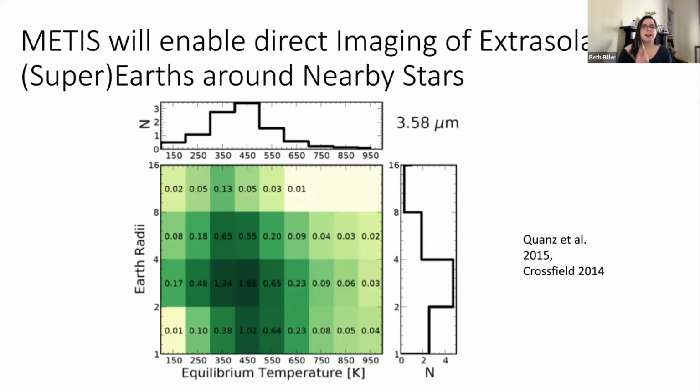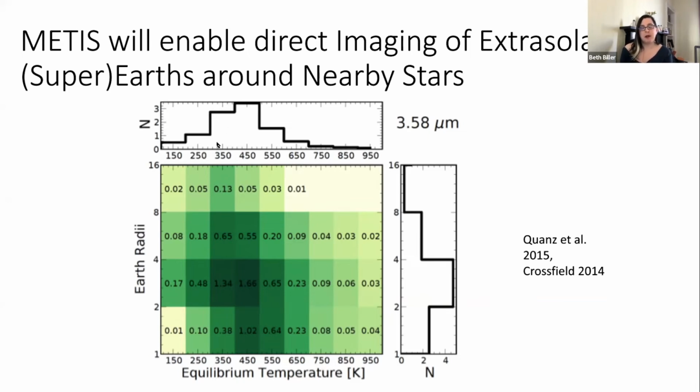In the mid-infrared in particular, we may be able to push down to super Earths around nearby stars. So this is a simulation taking statistics from the Kepler mission, so the distribution of nearby, close-in planets around the very nearest M stars, simulating that, and then looking at what METIS would be able to image. And what you can see, we're not quite getting down to true Earth mass planets, but certainly super Earths down to habitable zone temperatures are quite possible.